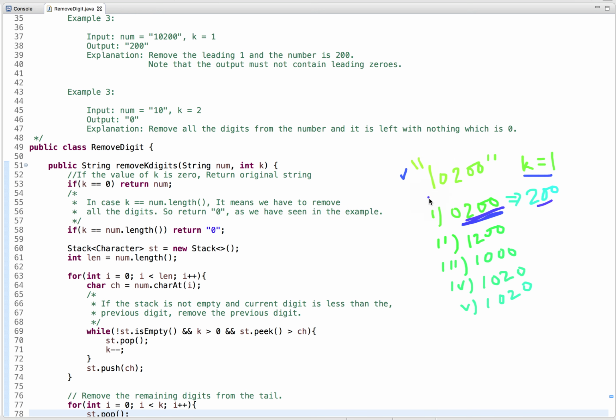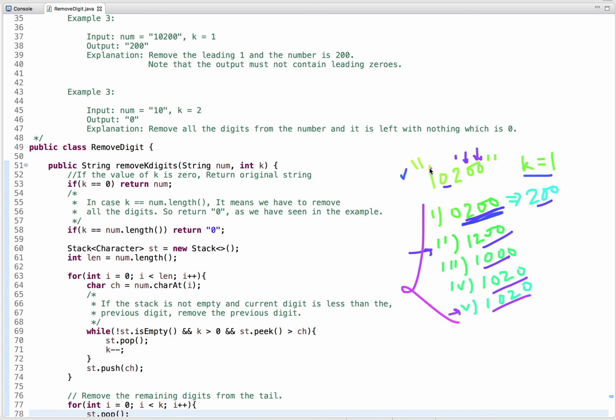Now keep 1 as it is and remove 0, so we get this number, which is 1200. Keep these two digits and remove 2, so we get 1000. And then let's keep 2 as it is and remove this digit, so we get this number. And when we remove this 0, we also get this number. Out of all these numbers, 200 is the smallest one.